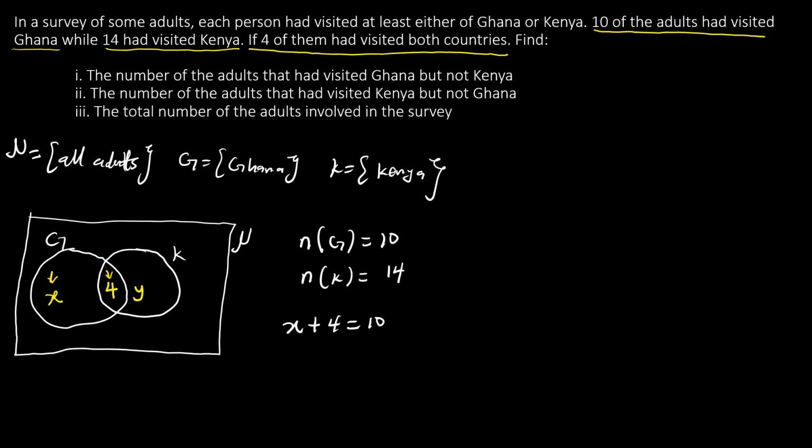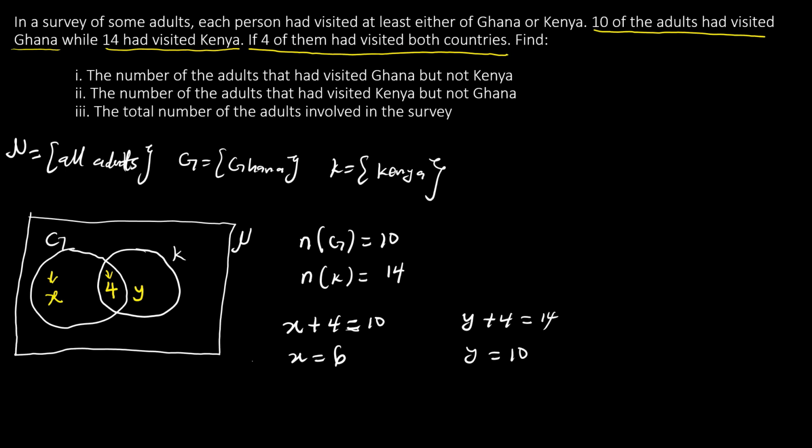This X represents the number of adults that have visited only Ghana, and this 4 represents the number of adults that have visited both Ghana and Kenya. And since we know the total number must be equal to 10, we can say that X equals 6. And for Kenya, we have Y plus 4 equals 14, and we have Y equals 10. So the number of adults that have visited only Kenya is 10, and the number of adults that have visited only Ghana is 6. So that is the first one.